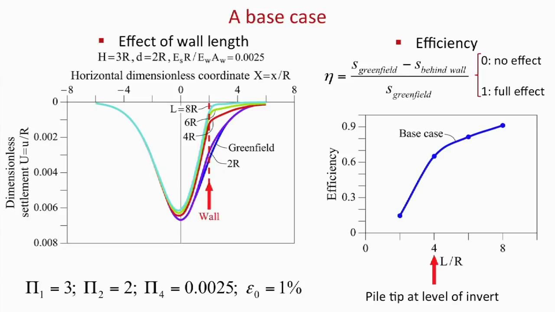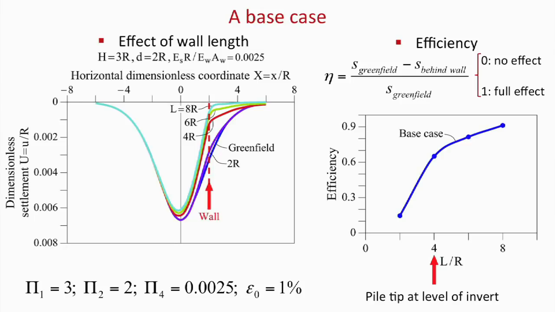And if the length is 0, you have what we call the green field solution, which is just, in this case, this Gauss type of equation. But as soon as you increase the length of the wall, then in the protected area, which is from this point to the right, the settlement must begin to decrease more and more as you increase the length of the wall, which is something that you could expect.